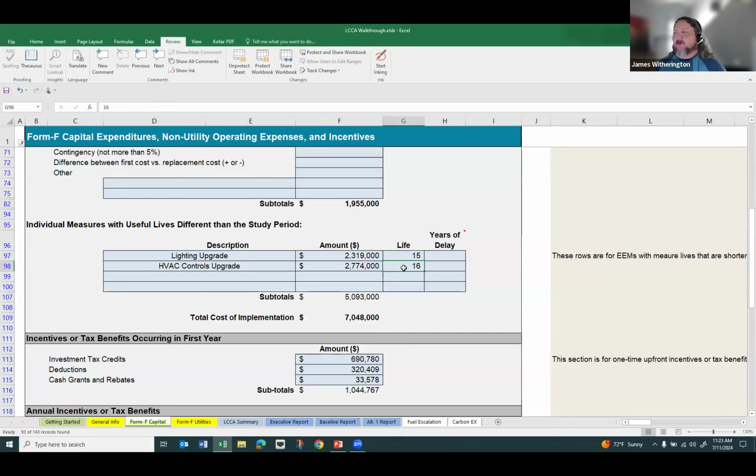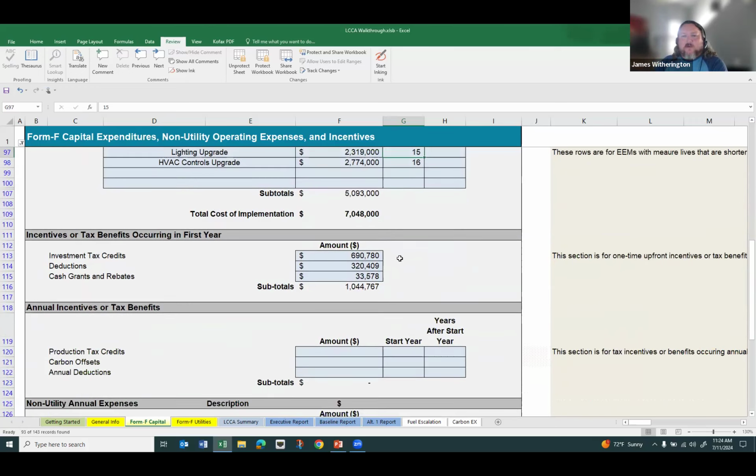Do note that measures that have a shorter than longest measure life will repeat in the period of analysis, particularly if there's no delay. What I'm saying here is our period of analysis is 24 years. This lighting upgrade has a life of 15 years. If you install this in year 1, in year 15, actually going into year 16, this will be repeated over the period of analysis. That's why setting up the correct measure life estimate is really key here, because it has a significant impact on your overall cost and the life cycle cost analysis process.